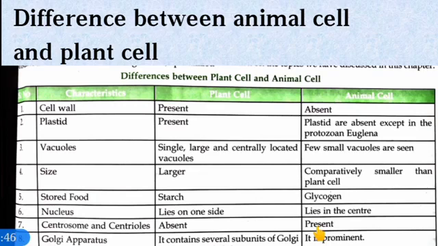The fourth question, what is tonoplast? The fifth question, what is cell sap? The sixth question, what are the functions of the cell sap?